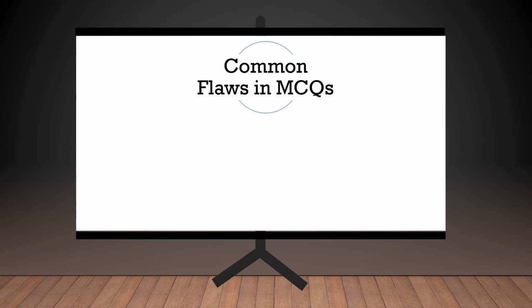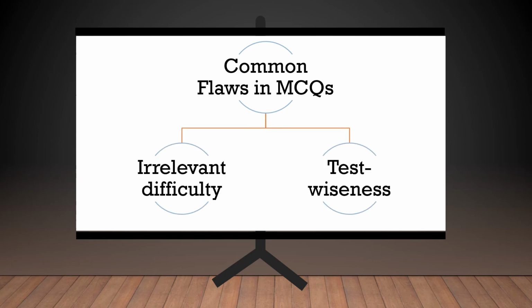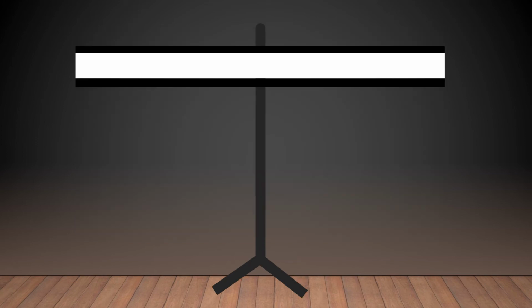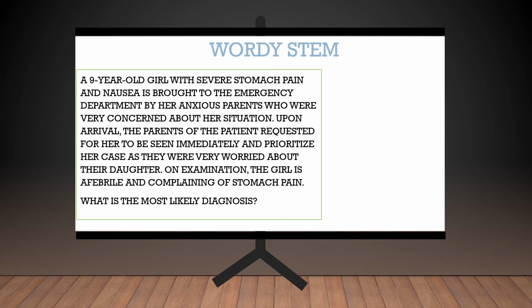The previously mentioned flaws were representing the test-wiseness flaws. Now let's look at the irrelevant difficulty flaws. Wordy stem. Take a moment to look at the question in here and try to notice the amount of detail and the amount of emotions involved in the question.